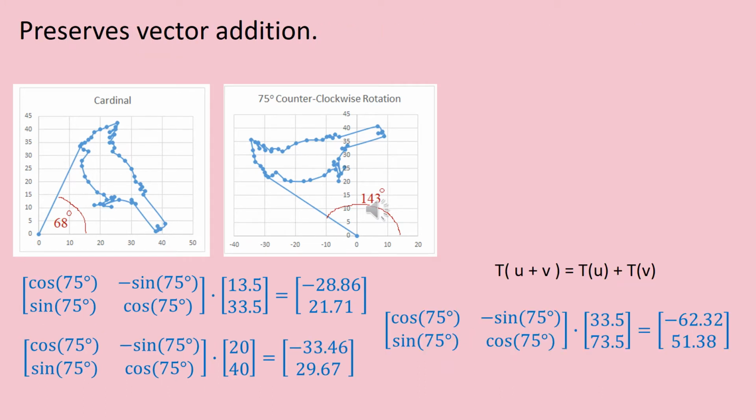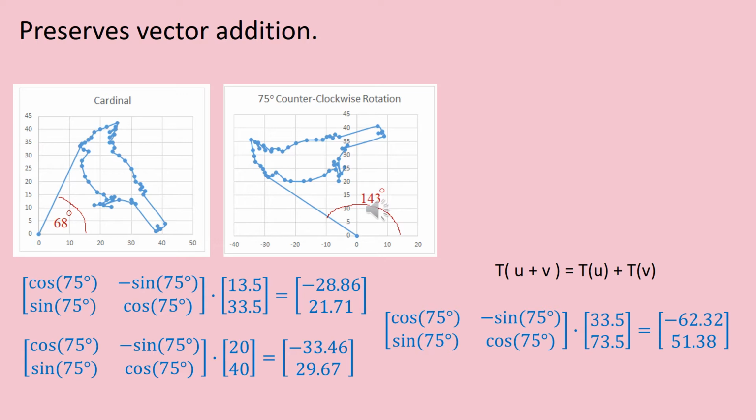Continuing to look at our 75-degree counterclockwise rotation, we can see that it preserves vector addition. I'm going to use the point we had previously where we mapped 13.5, 33.5 to negative 28.86, 21.71. And then another point that's in the image of the cardinal is the point x 20, y 40. Applying the transformation, that point gets shifted to negative 33.46 for x, 29.67 for y.